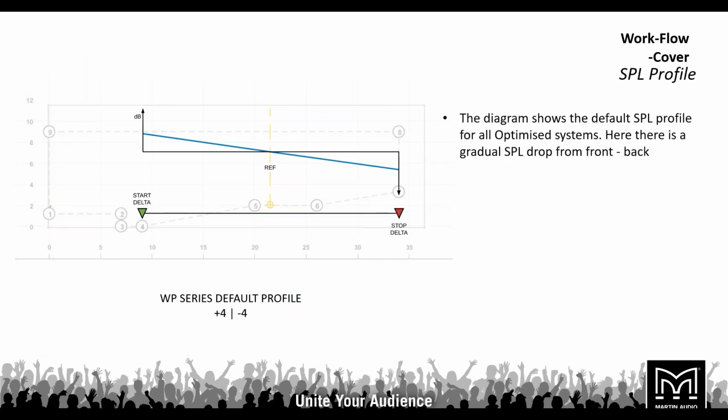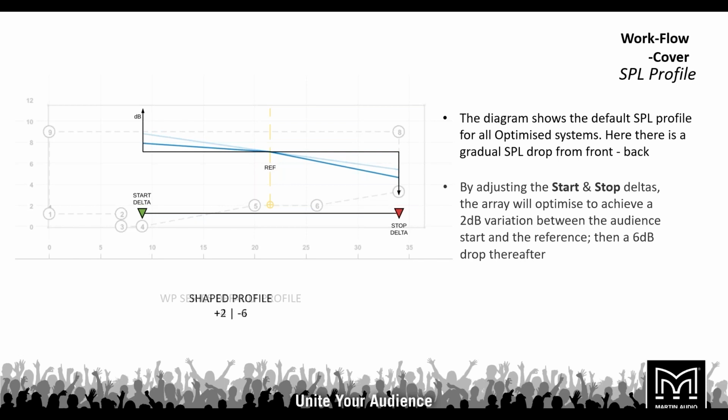And here's what you can do with the SPL profile. So in this case, you can see the default SPL variance for wavefront precision systems, which is +4 -4. That means that if I define 100 at the reference point, I'm looking at 104 at the beginning of the audience and -4, 96, at the end.